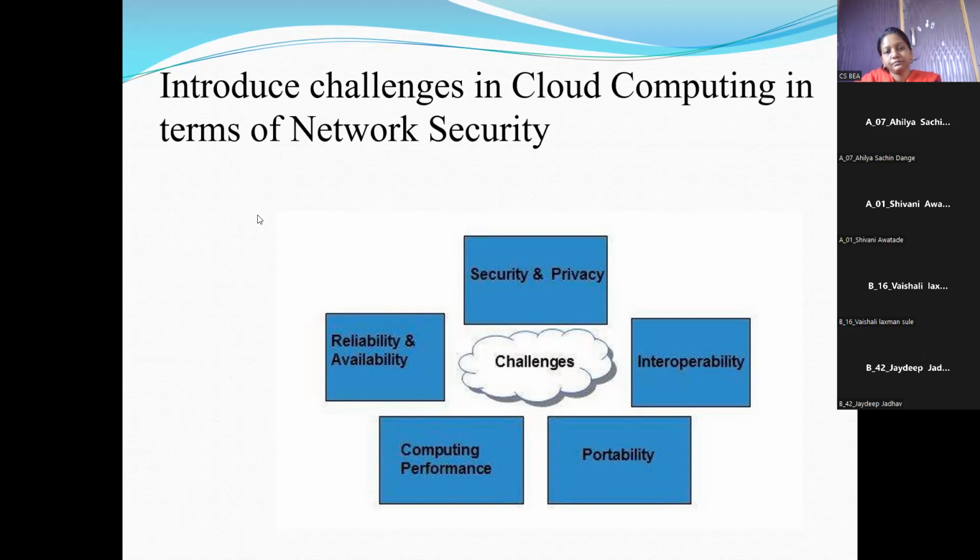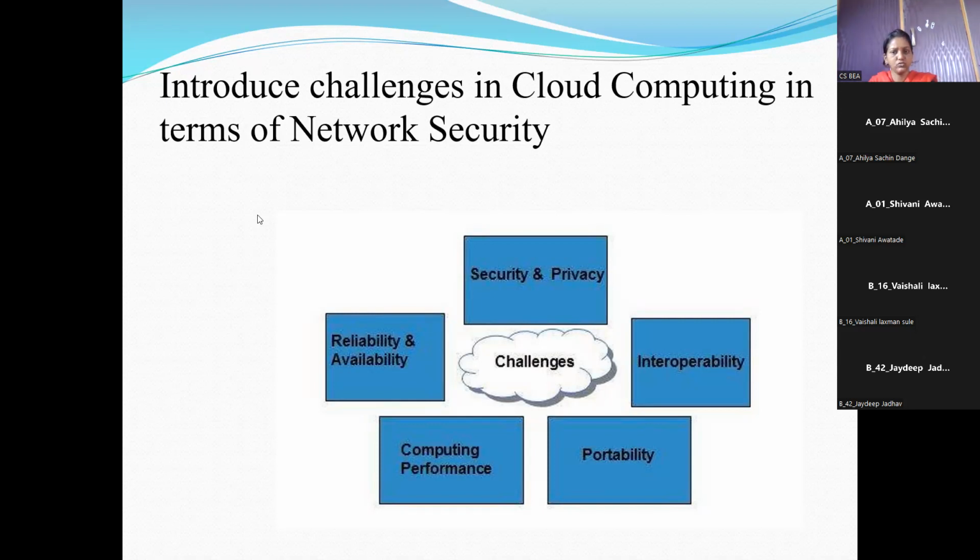So here, cloud computing, which is the emergent technology, has placed many challenges in different aspects of data and information handling. Some of the challenges are given here in the diagram itself. So first is the security and privacy. Security and privacy of information is the biggest challenge to cloud computing.